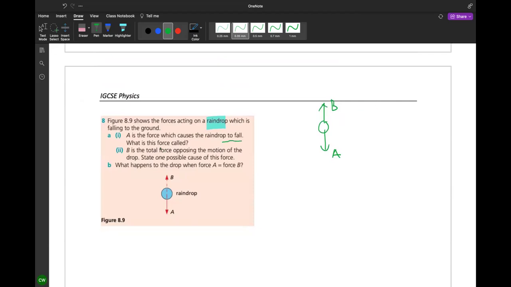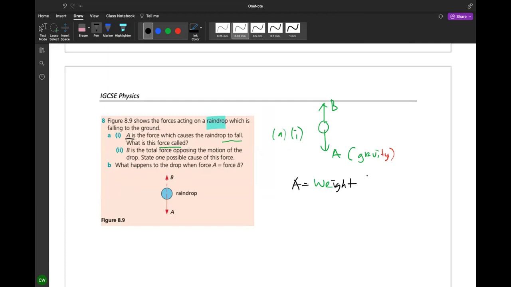What is the thing causing something to fall? 为什么东西会往下掉？Gravity, correct. It's caused by gravity. So what is the name of this force? Sometimes we call this one weight. What is the other name for weight? This is caused by gravity. So they say, what is the name of A? A is weight.